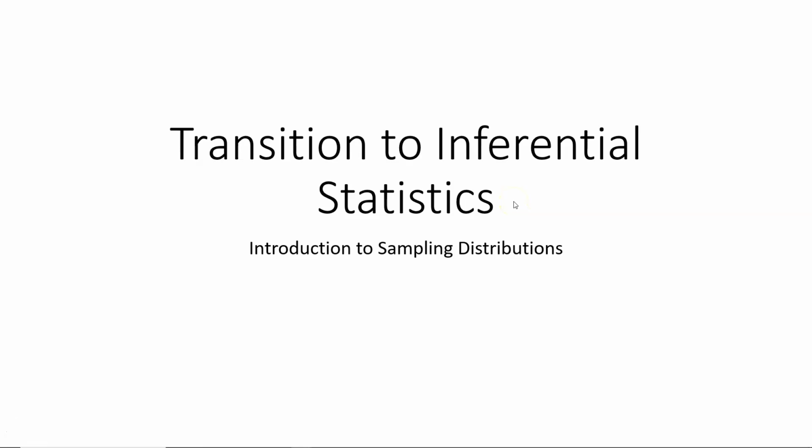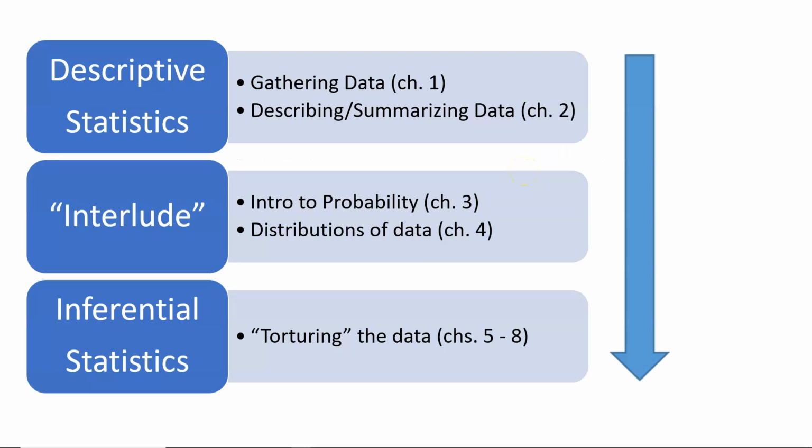So today we start our transition into the realm of statistics known as inferential statistics. But before we do that, let's talk about where we've come from. In Unit 1, we looked at what is known as descriptive statistics, that is, methods of describing data. First we learned about how to properly gather data, with the gold standard being simple random sampling. Then we looked at different ways of describing or summarizing the data either numerically or graphically.